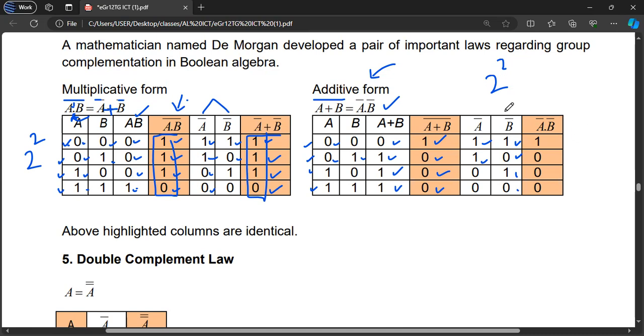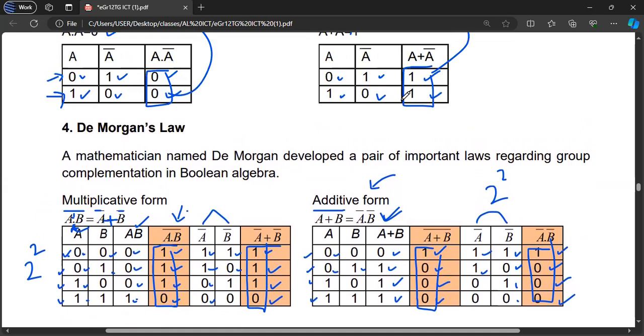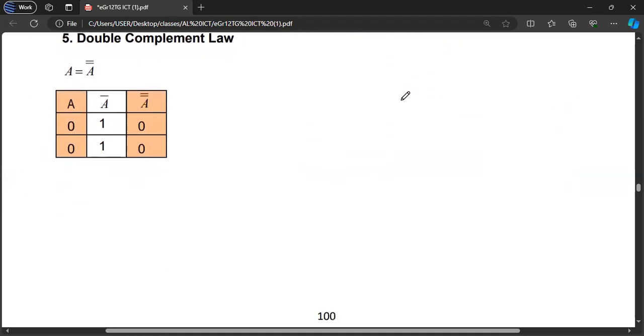So A bar dot B bar, then we need to use the AND logic and multiply. So 1 into 1 is going to be 1, 1 into 0 is going to be 0, 0 into 1 is going to be 0, 0 into 0 is going to be 0. Now look here, A bar dot B bar here, and A plus B whole thing bar, both are same, right? So that's what this additive form says: A plus B whole thing bar is equal to A bar dot B bar, right? Done. We are done with De Morgan's law as well.